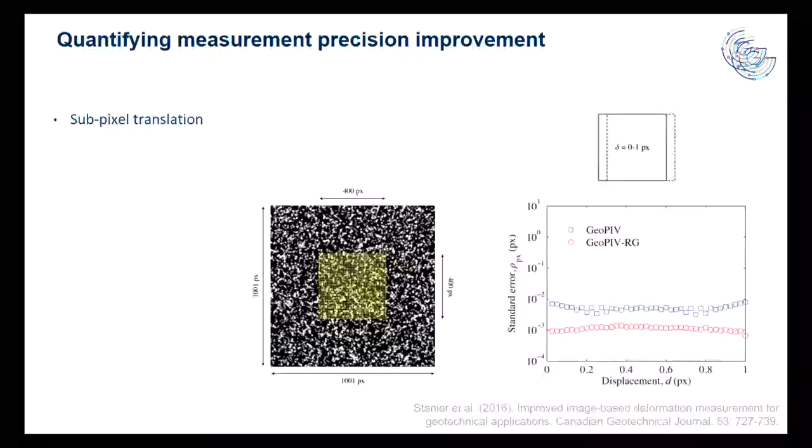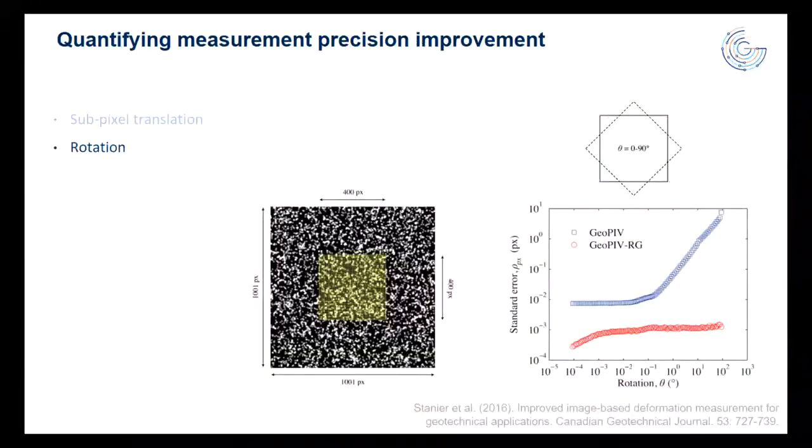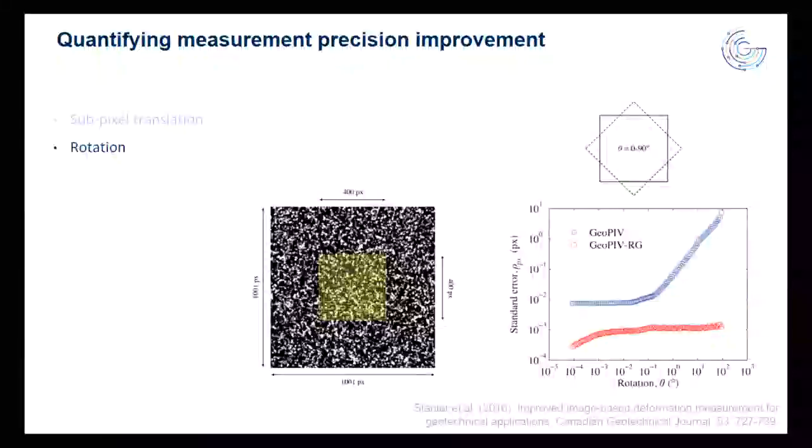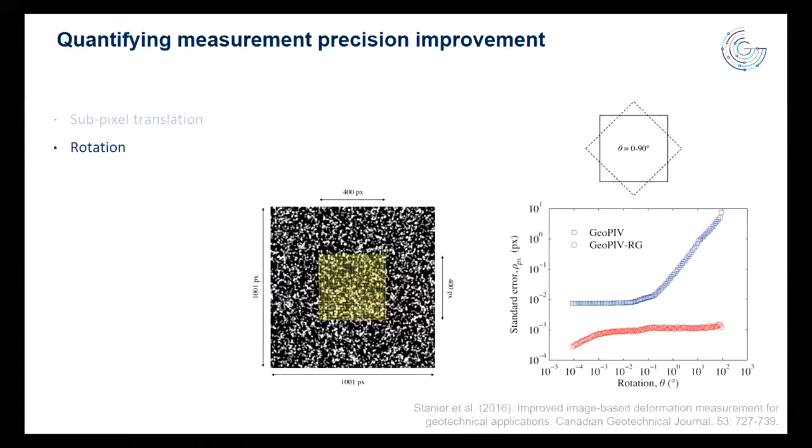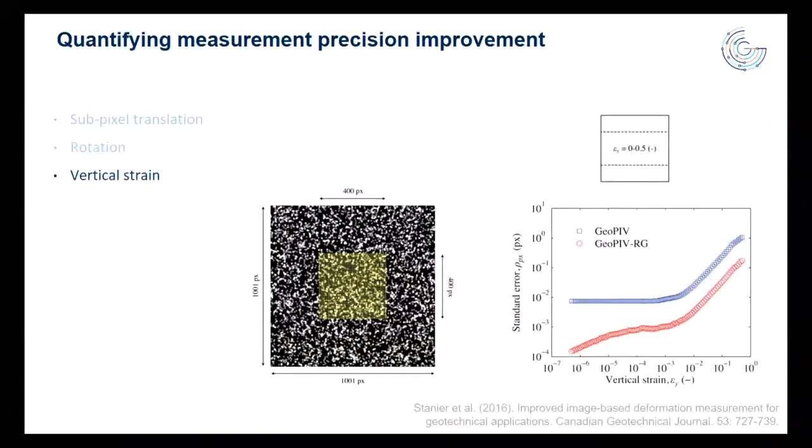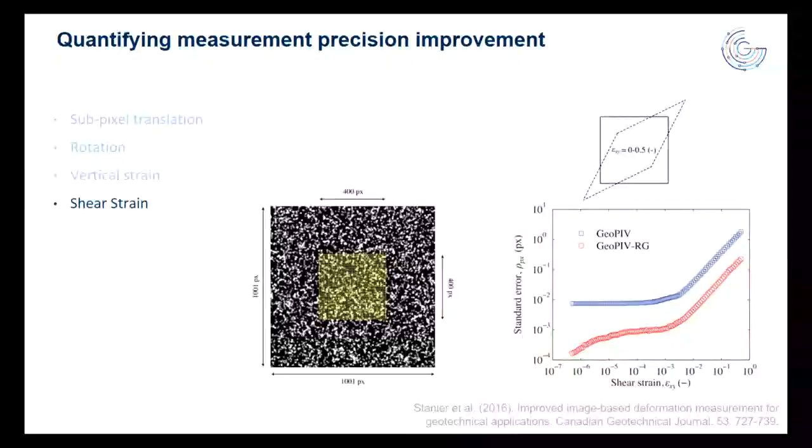Here's an example of the improvement in precision. So this is looking at subpixel displacements. There's about an order of magnitude improvement here. Rotations are huge because we've got the additional first order terms. We can get almost perfect tracking of rotation now, which has a huge influence at large rotation values. And then similarly for vertical and shear strain, you can see we've had a significant improvement by accounting for the deformation. And that improvement persists all the way through the strain range that we might be measuring.